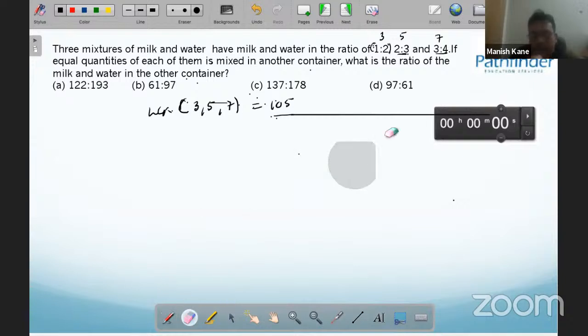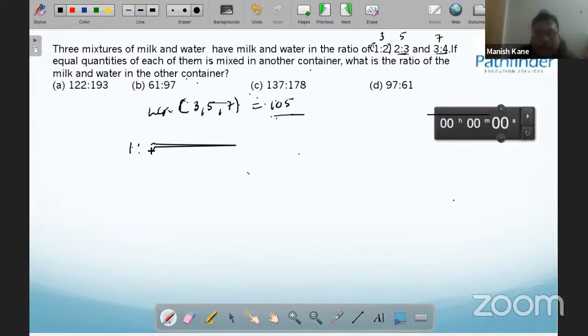So, what are you required to do? You are required to take 105 liters of each type. So, the first type has milk and water in the ratio of 1:2. And you take 105 liters of this. I'm afraid there is something wrong with my equipment today. So milk will be 35 liters and water will be the rest, 70 liters. Right?